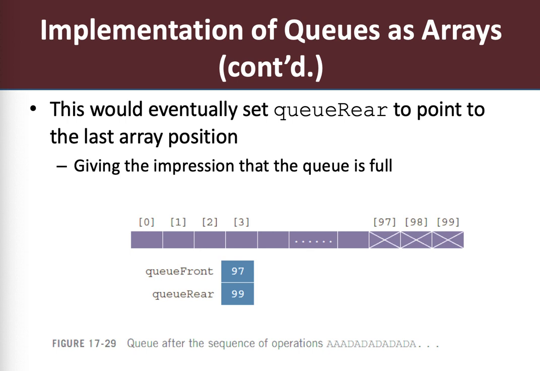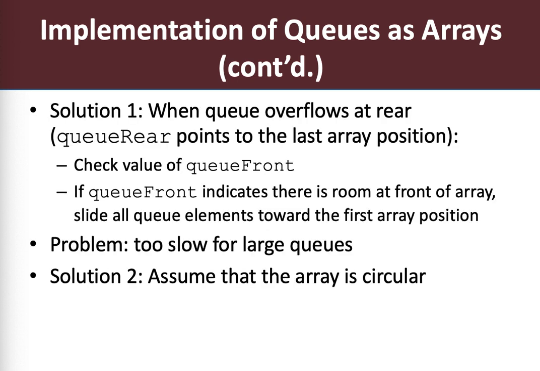One solution to this problem is that when queueRear overflows, that is queueRear points to the last array position, we can check the value of the index queueFront. If the value of queueFront indicates that there is room in the front of the array, then when queueRear gets to the last array position, we can slide all of the queue elements towards the first array position. This solution is actually a very good solution if the size of the queue is not that large.